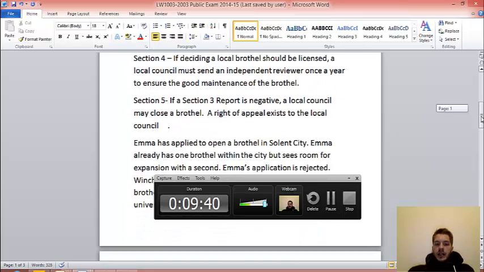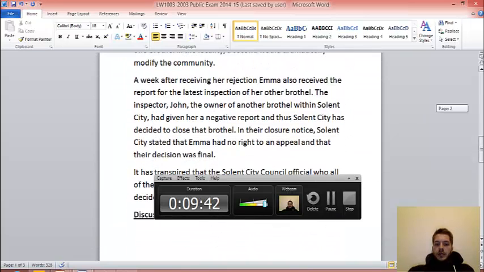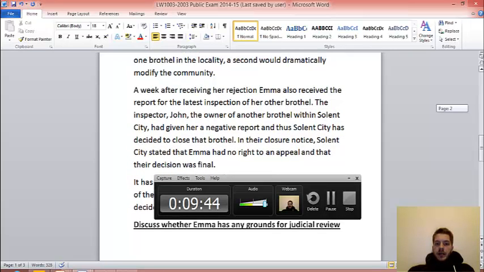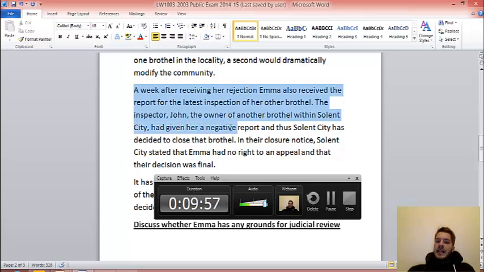We then go through, and once we read the facts, when you get to a particular paragraph, for example this one: a week after receiving her rejection, Emma also received the report for the inspection of the brothel. The inspector, John, the owner of a local brothel within Solent City, had given a negative report, and thus Solent City had decided to close the brothel. In the closure notice, Solent City stated Emma had no right to appeal.